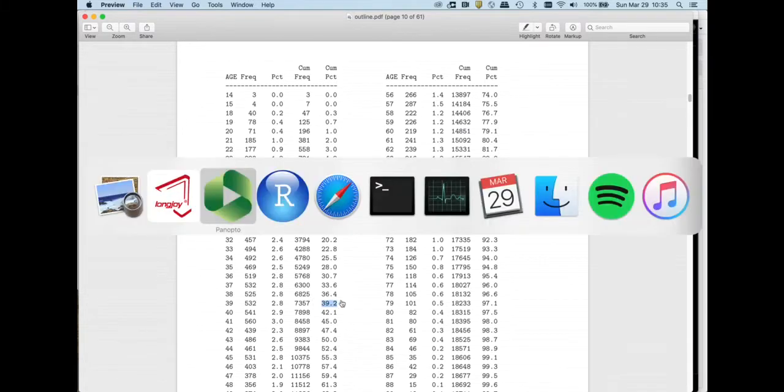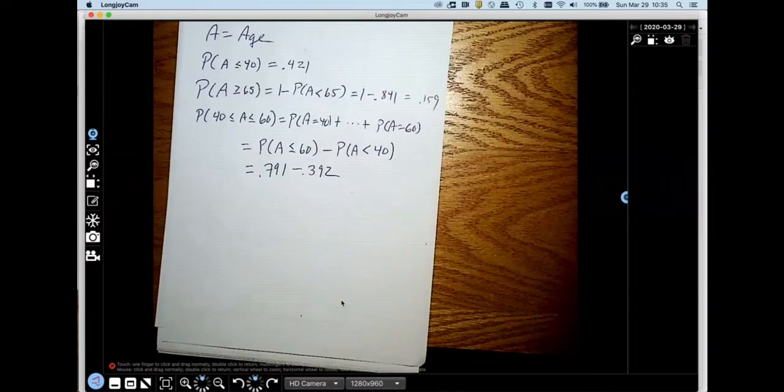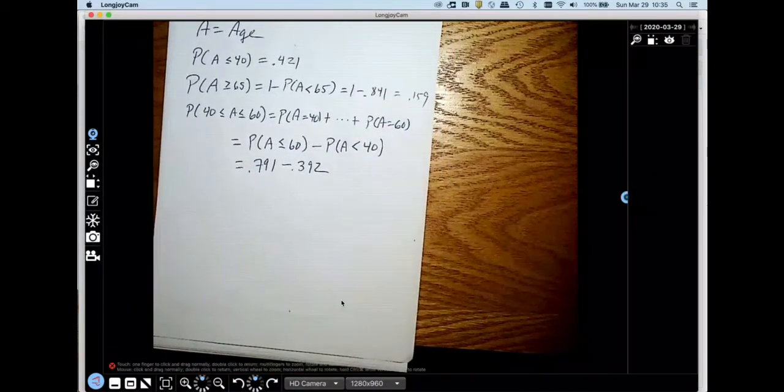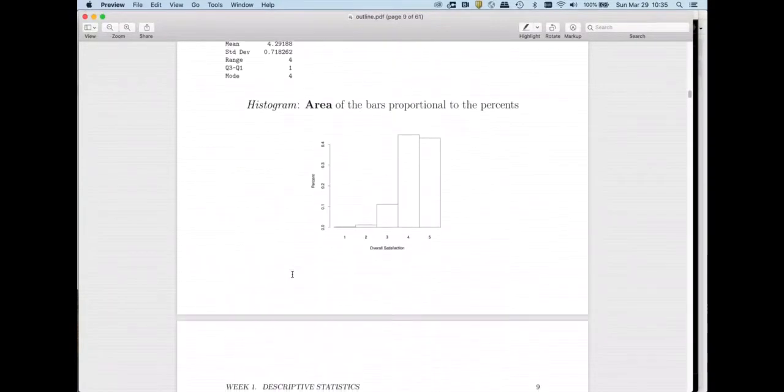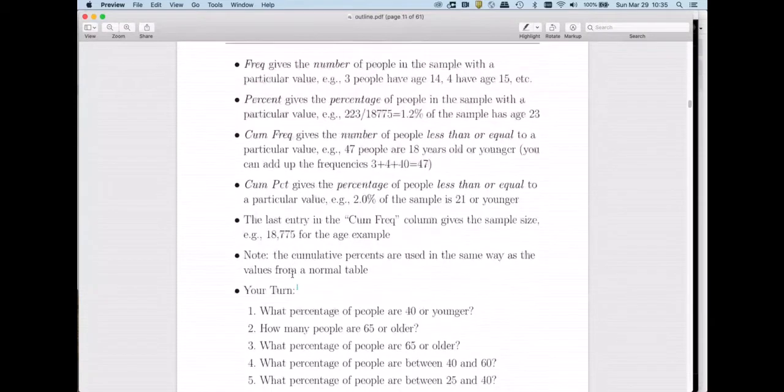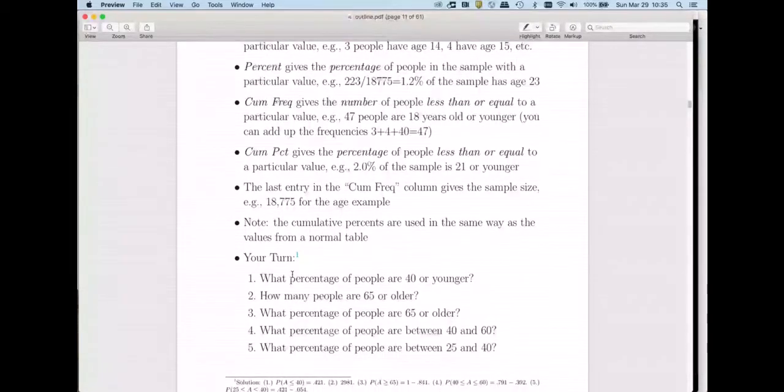So let's go back to the document camera and you can see what I just did. I wrote those two numbers out, and you can compute the difference and you have your answer to the question.